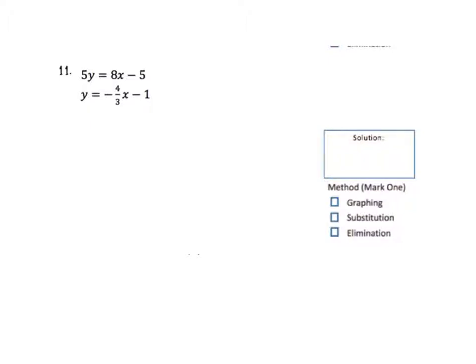Lastly, on this problem, I'm going to use the substitution method again because it's already solved for one of our variables. And we're thinking back to that foldable we used in class, or not the foldable, but what we glued into our notebooks on the best method to use when. So when I see a y in the first equation, I'm going to plug in the -4 over 3x minus 1. So I have 5 times -4 over 3x minus 1 is equal to 8x minus 5.